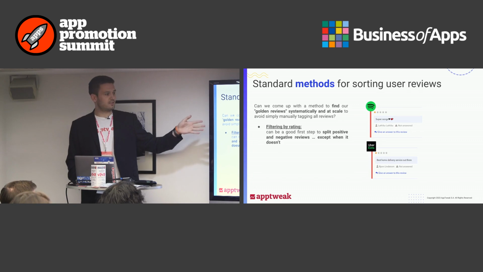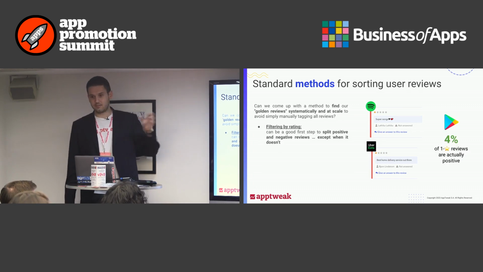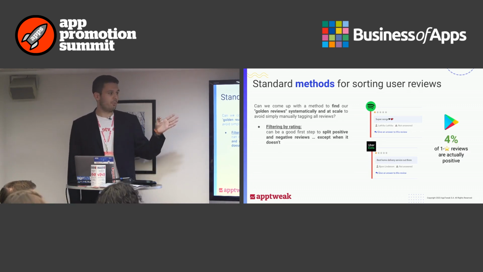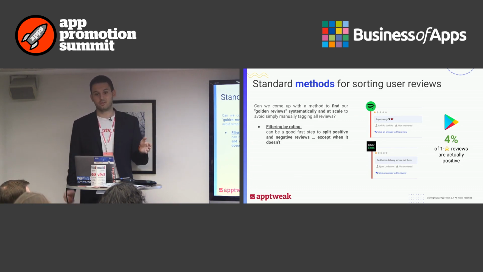We wanted to quantify this a bit, and what we have found is that on Android particularly, you have 4% of all the 1-star reviews out there that are actually linked to positive content. So that's kind of a pain.